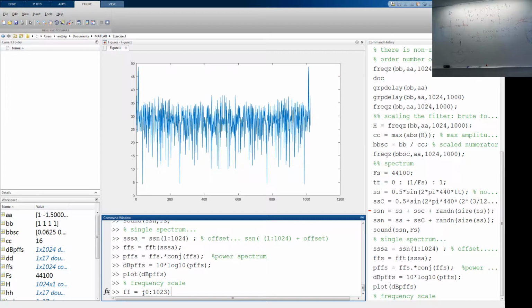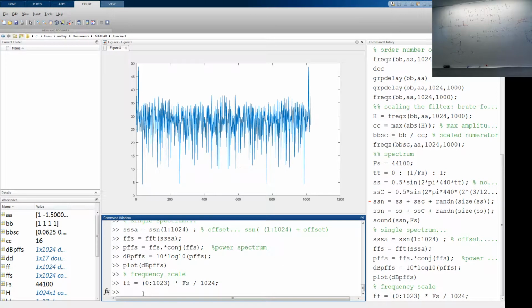All right, and then the frequency resolution. Times something, right? Sampling rate divided by 1024. So it's just linear scale.